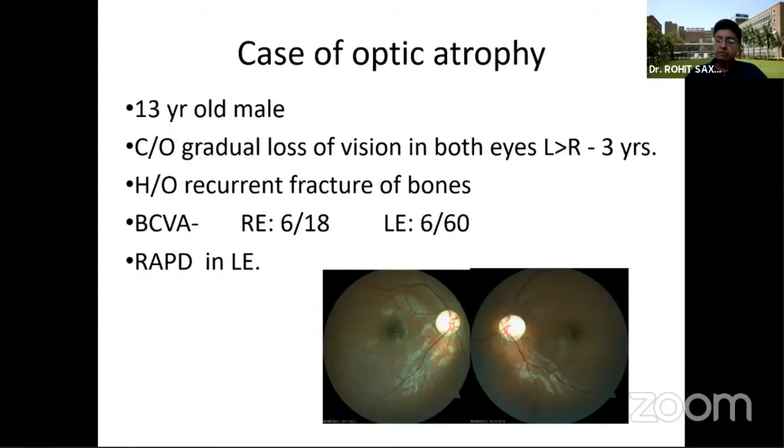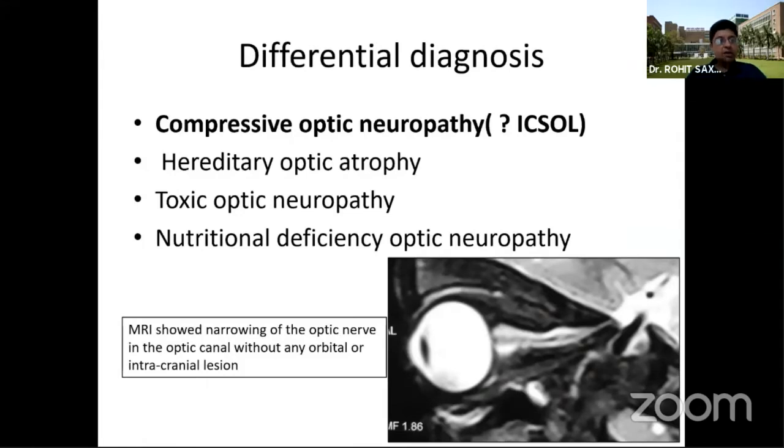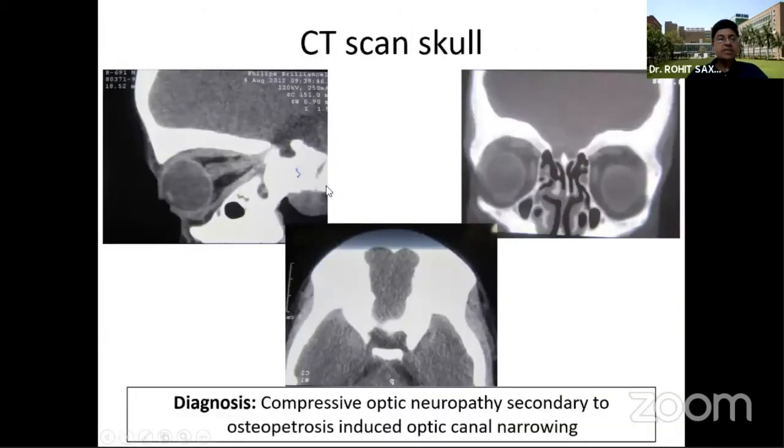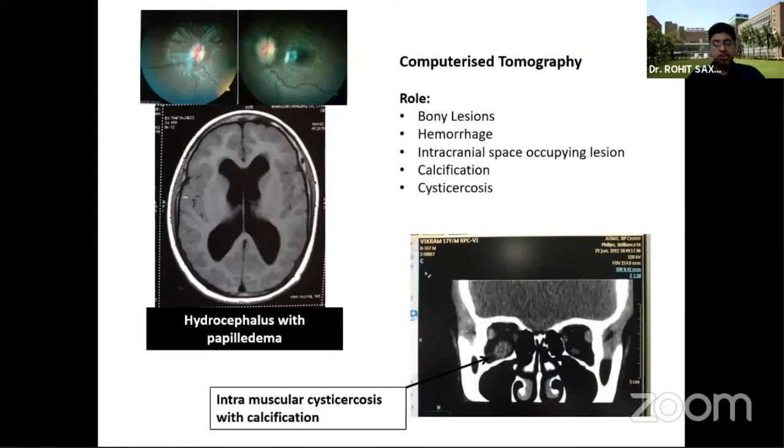A patient of optic atrophy, gradually progressive loss of vision, disc pallor came to us. We thought of compressive optic neuropathy, hereditary, toxic, nothing worked. This was the MRI and really was not telling us much, but you could see just one thing gave us a suggestion that the optic nerves are tapering down somewhere. You can see the CT showing us beautifully a compressive optic neuropathy because of osteopetrosis, something that could have been missed if the MRI only was screened and you had not taken into consideration the osseous changes.